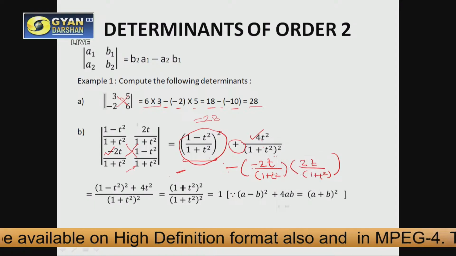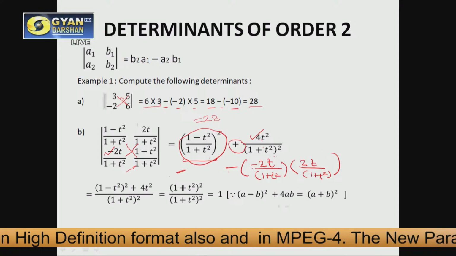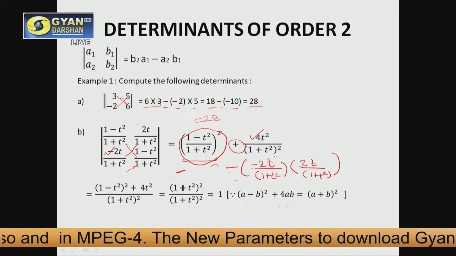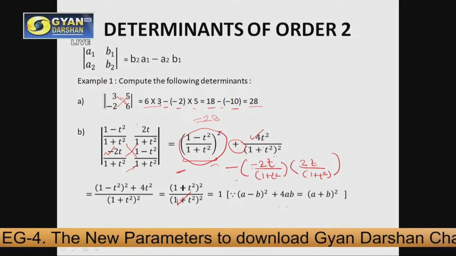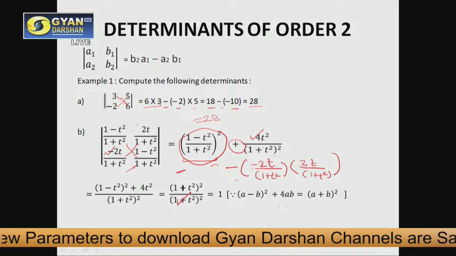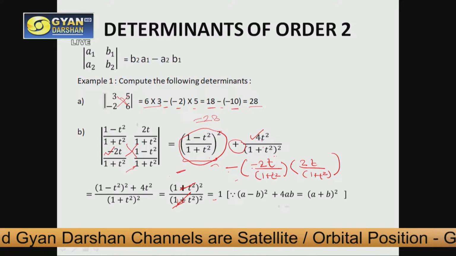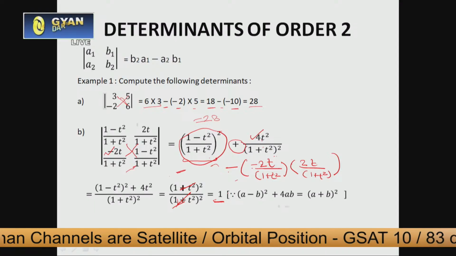As a result, taking the LCM all together and solving the expression, you will get the answer to be 1 plus t square whole square upon 1 plus t square whole square, and this cancels out, the numerator and denominator values cancel out, as a result of which the answer turns out to be 1.